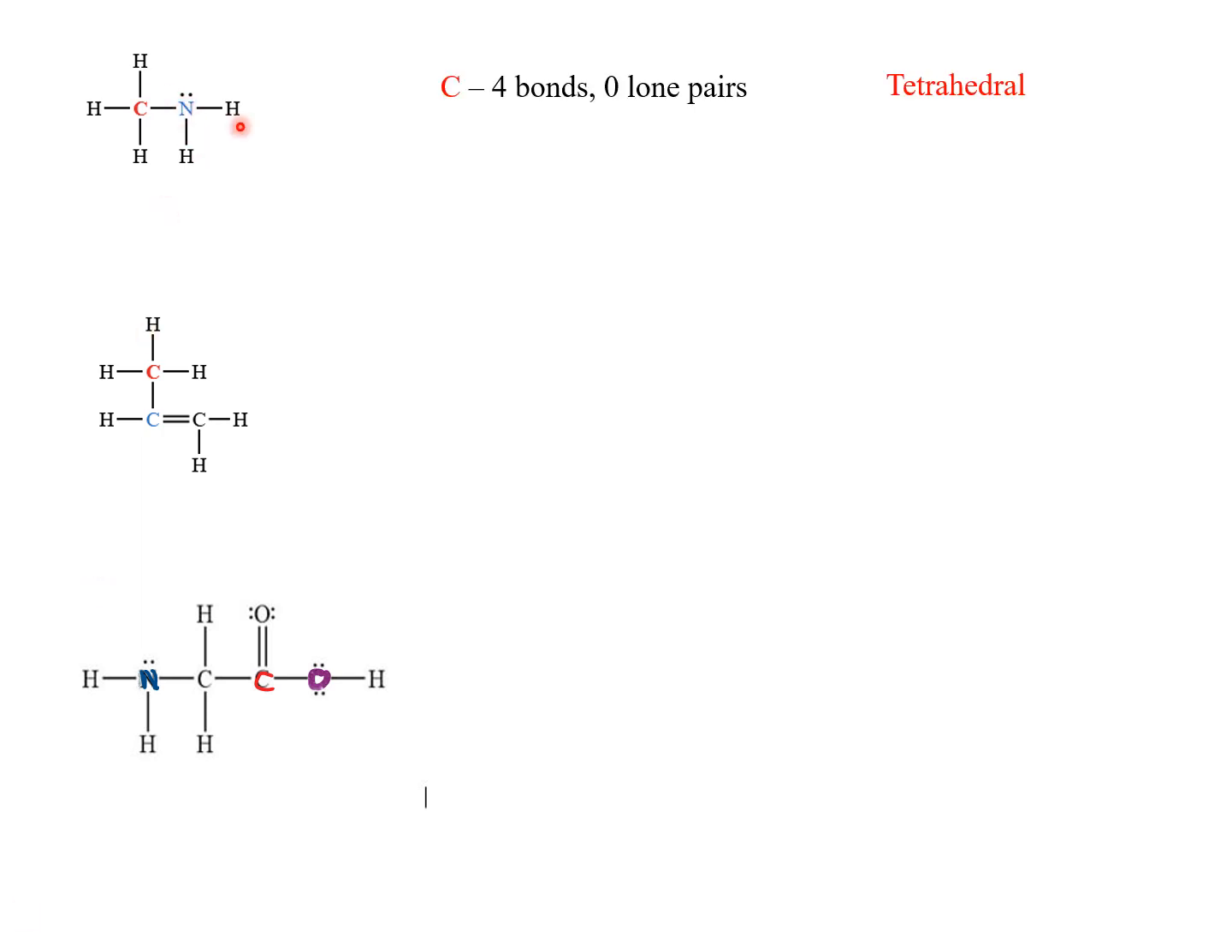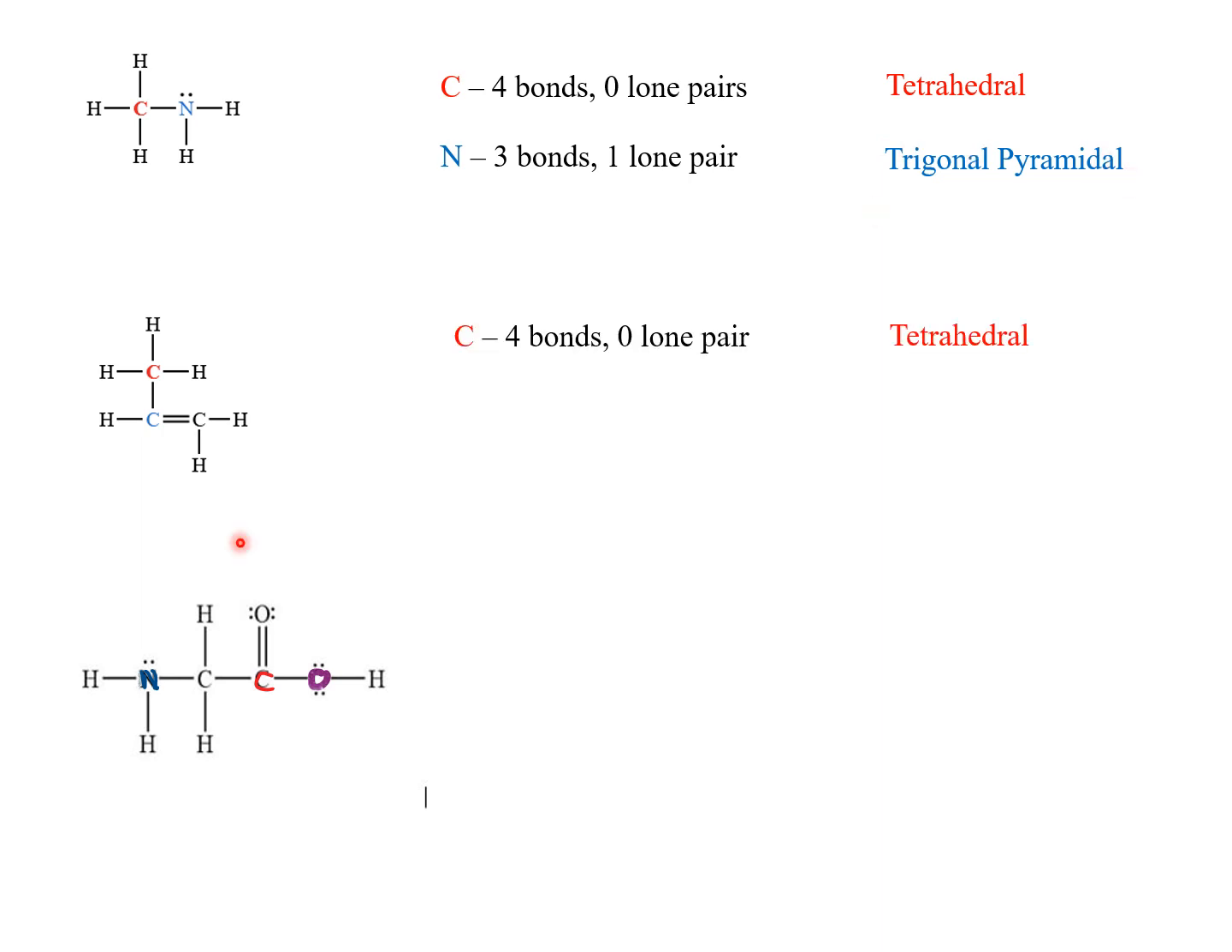First, let's see the first red color carbon. There are 4 bonds attached to carbon and 0 lone pairs. So it is one of our basic shapes, tetrahedral. The second, blue color nitrogen: there are 3 bonds, 1 lone pair. So 3 bonds and 1 lone pair, like nitrogen, it's trigonal pyramidal shape.